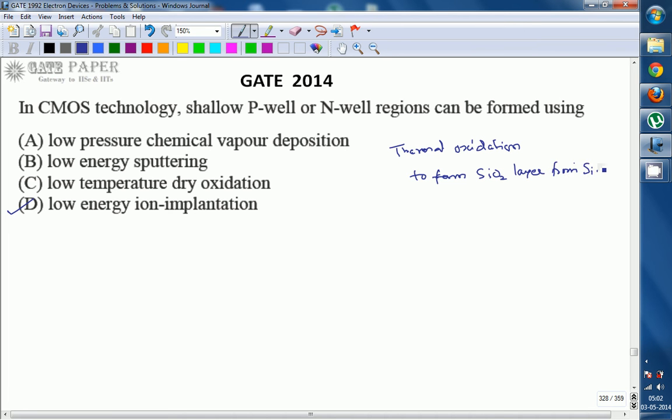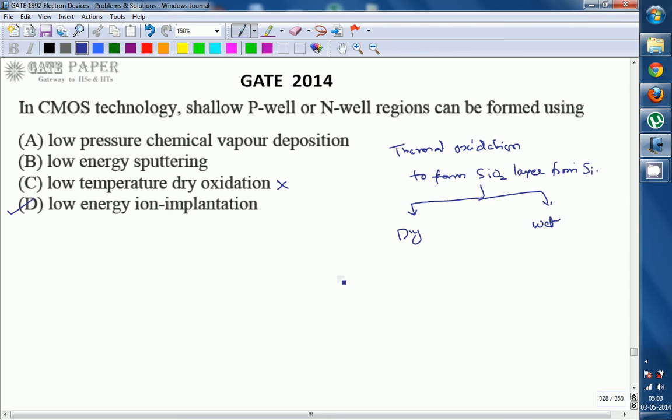So we can get a silicon dioxide layer from silicon by using thermal oxidation, and it is of two types: one is dry oxidation and the other is wet oxidation. Here it is given as low temperature dry oxidation. Dry oxidation is a method to form a silicon dioxide layer from silicon, so it doesn't give N-well or P-well regions. So this option is wrong.